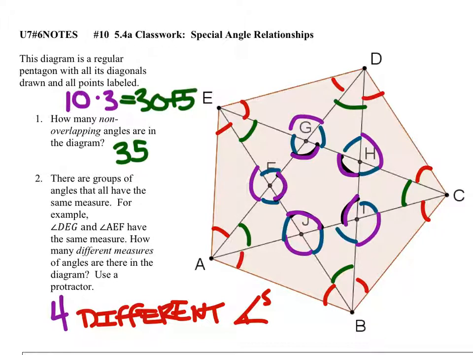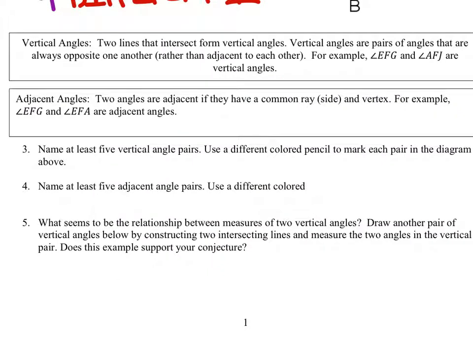Now we'll get into the reason why those are the same here in just a moment. And some of you may remember that from, I think, lesson 3, what type of angle relationship the purple and the black ones had. Those ones specifically were vertical angles. They spelled it a little bit differently than I did, but it doesn't matter. It's where we got 2 lines that intersect. Two lines that intersect form vertical angles. That's true. Vertical angles are pairs of angles that are always opposite one another rather than adjacent to each other.